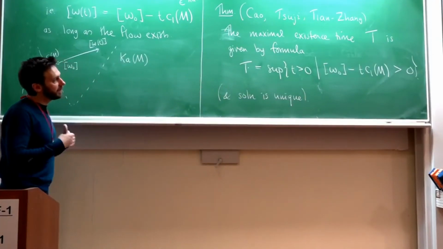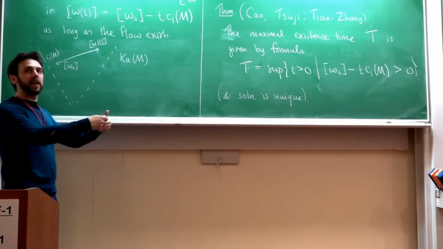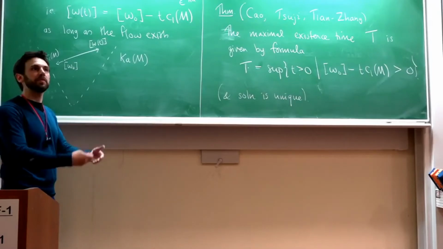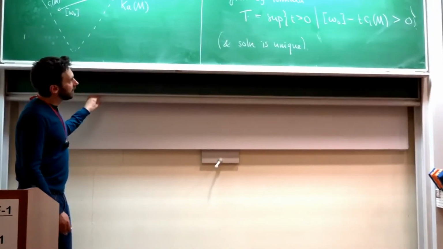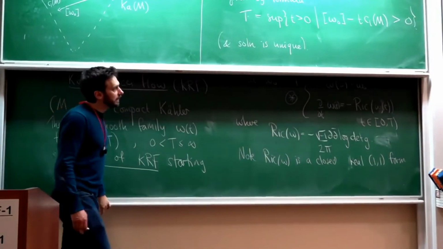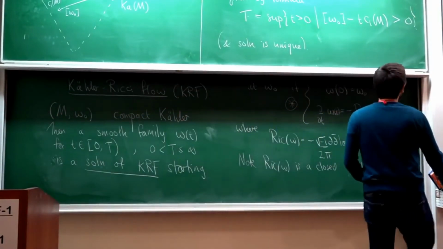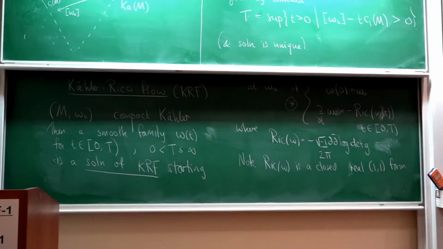What do I mean by maximal existence time? I mean, there's no bigger time for which you can have a smooth solution. So as you approach capital T, assuming that capital T is finite, then you would have to have a singularity. Okay.